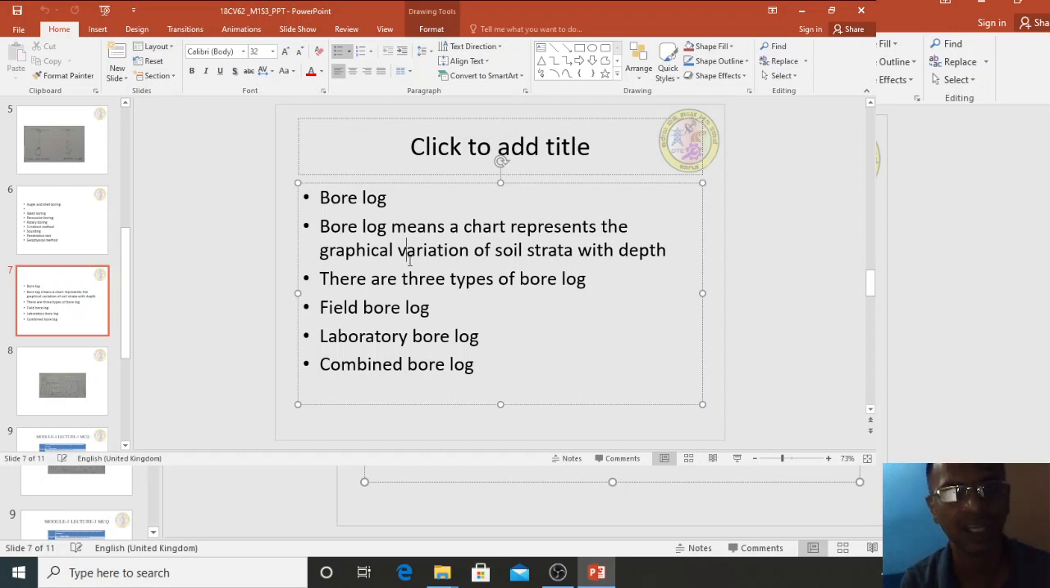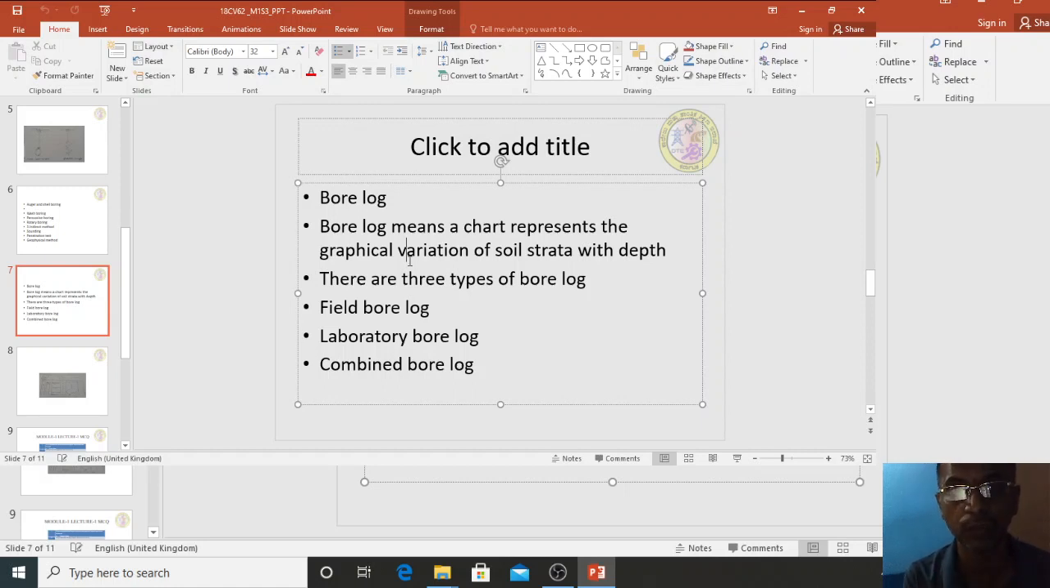So with color identification, strata identification, it is called by the general name bore log. I will repeat it once again. Bore log is the chart that represents the graphical variation of the soil strata with depth. There are various types of bore logs. One is when you collect the soil and record the depth of the soil with the color; that is a field bore log.